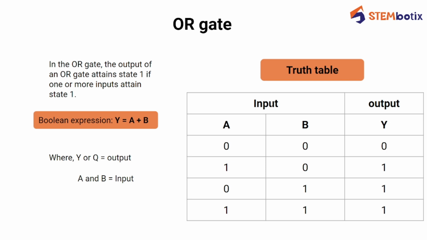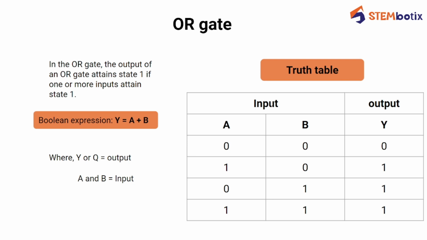In an OR gate, the output attains state 1. These are the gates which perform binary operations for one or more than one input, and they give only a single binary output. Means they have more than one binary input and they give only a single binary output. So they will act as a binary source.